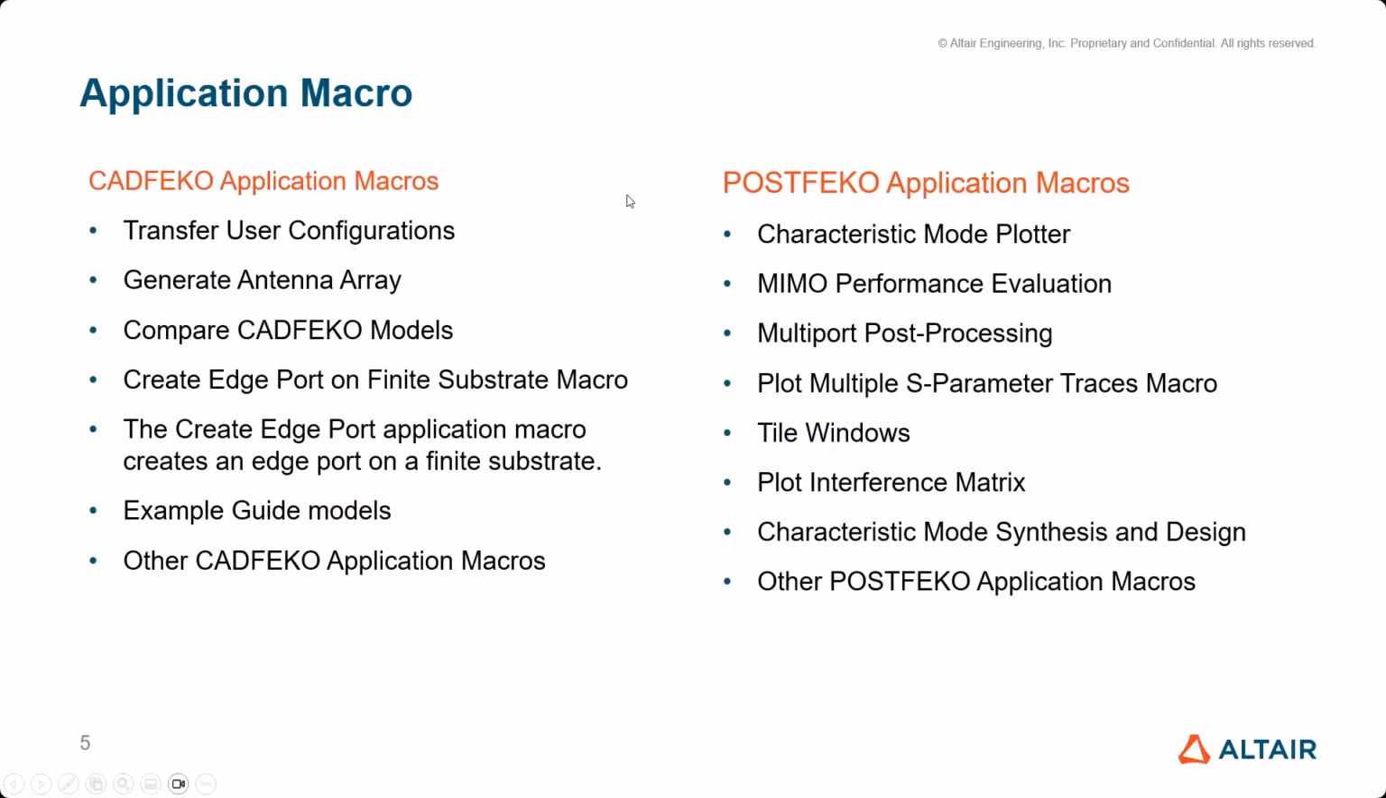Some of the more common macros are creating user configurations. So instead of manually creating configurations, you can use the macro to create configurations and ask Feko to create as many configurations as needed. You can also generate antenna arrays. You can compare CAD Feko models, which can be a very useful application. Like if you have two models and they need comparison, you can use this application macro and compare two models. Then we have the create edge port on a finite substrate macro that we'll be looking at during the example, and the example guide models, as well as some of the other CAD Feko application macros.